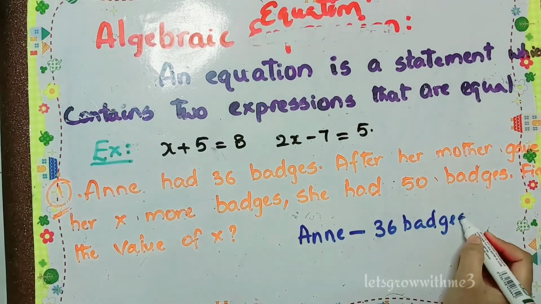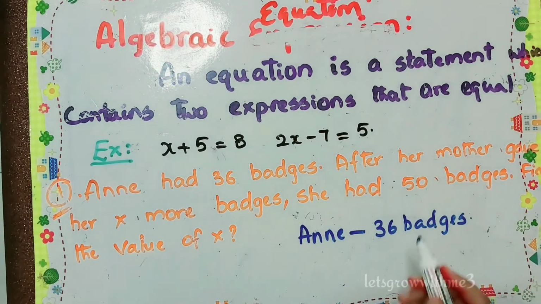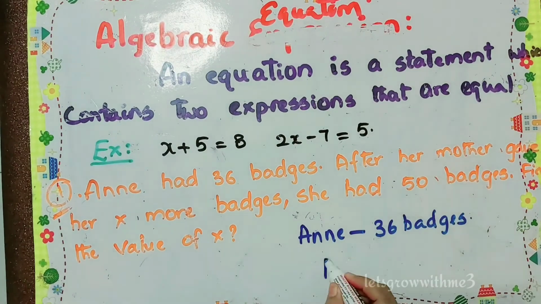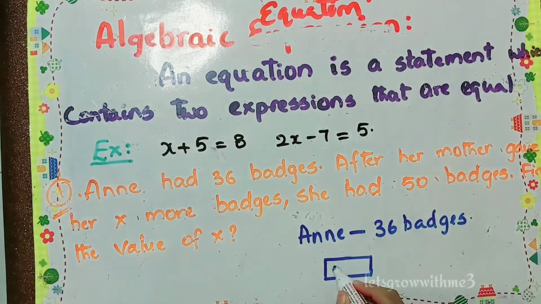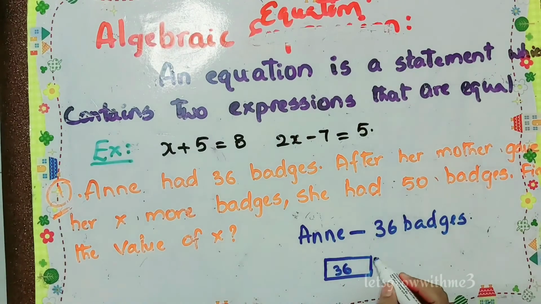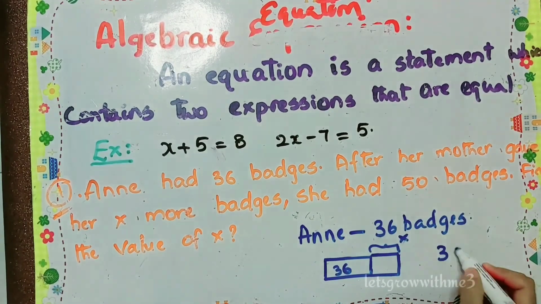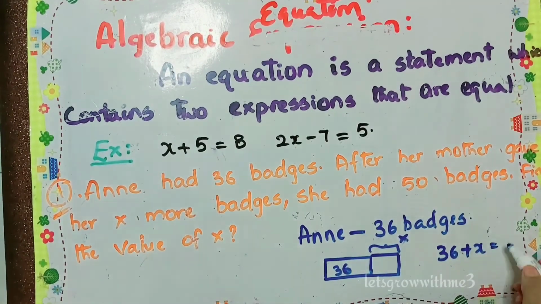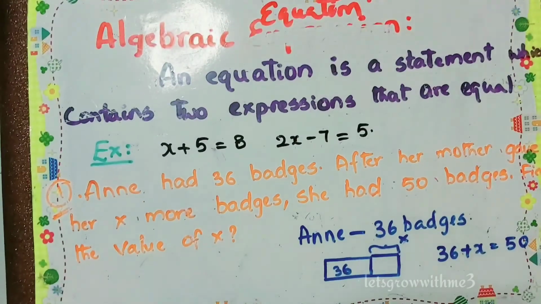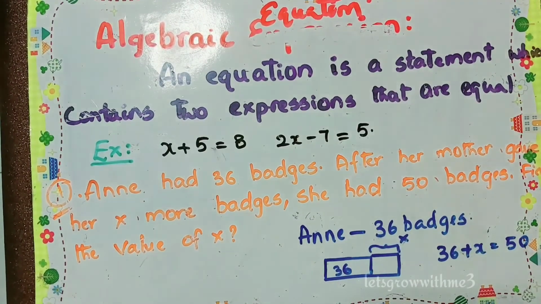Okay, then what happened? After her mother gave, she got some badges from her mother. How many? That is x more. Before, she used to have 36 badges. Now she got some x more badges from her mother, so now it becomes 36 plus x. After this operation, what happened? She had 50 badges. Both together, she had 50. Then what is the expression we need to write? That is 36 plus x equal to 50.